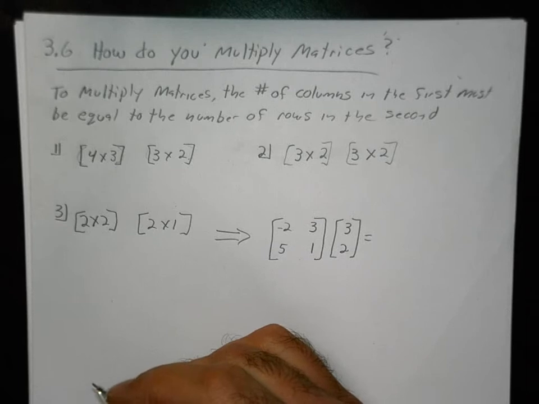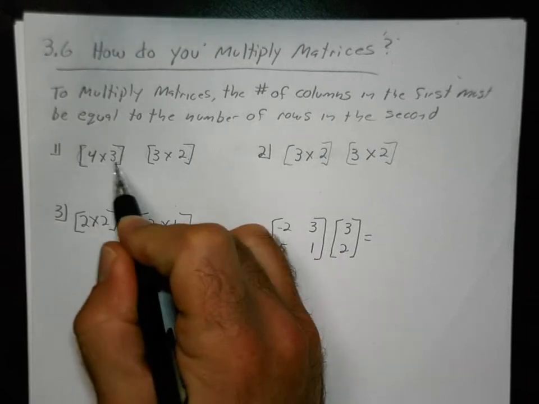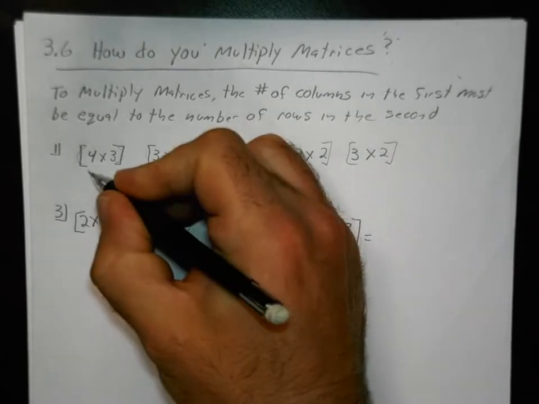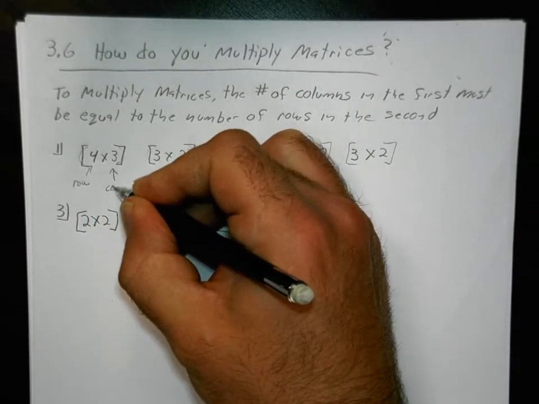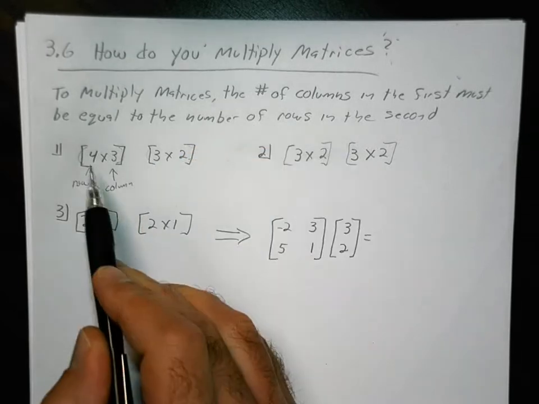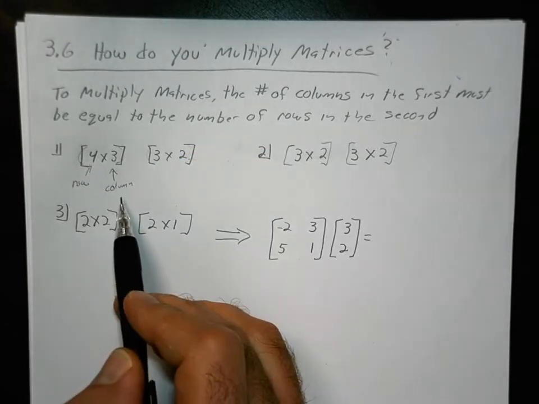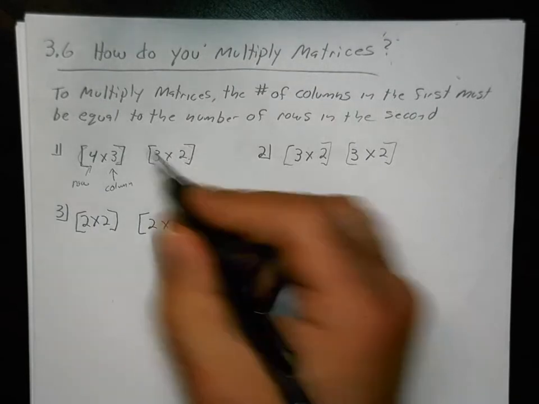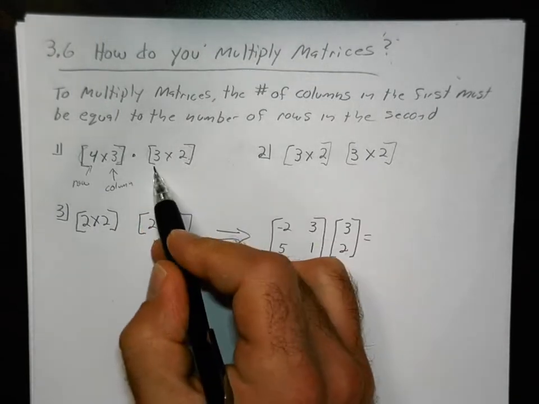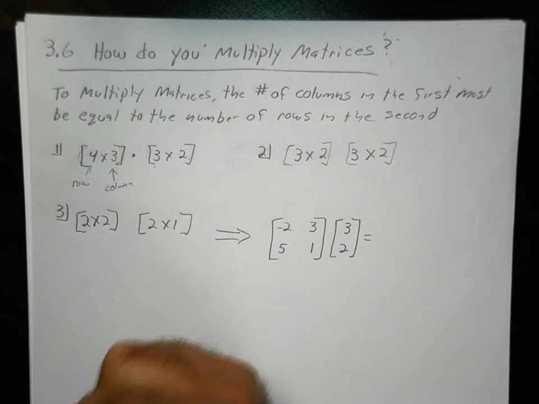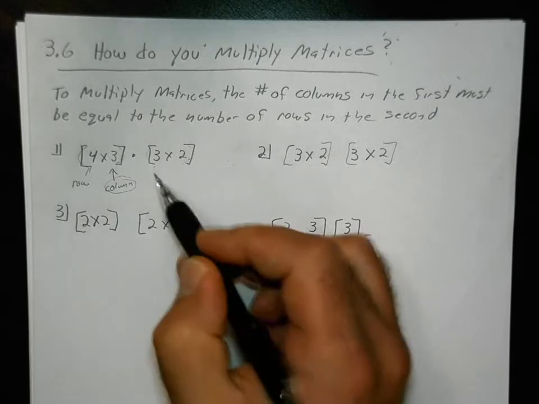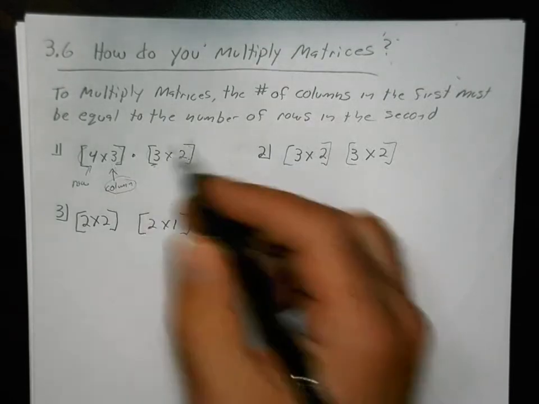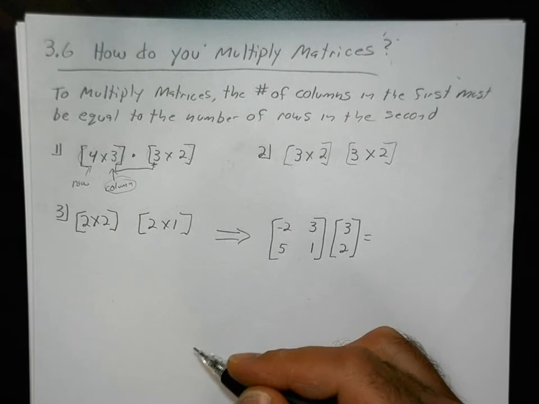So if you remember from the last lesson, if I write the dimensions of a matrix, the first number is the rows, and the second number is the columns. So if I have a 4 by 3, 4 row by 3 column matrix, and I want to multiply it by a 3 row by 2 column matrix, can I do it? Well, I have to look to see if the number of columns in the first is the same as the number of rows in the second. So in this case, you can see that we would be able to multiply this matrix.